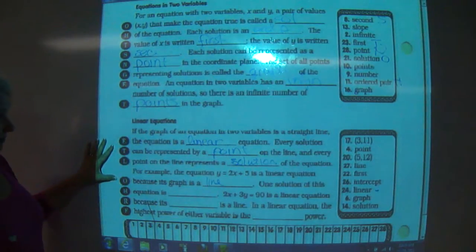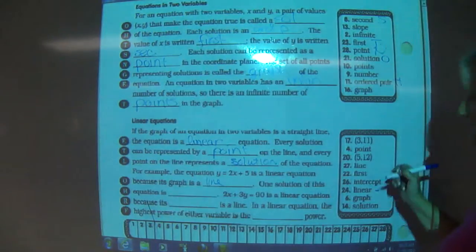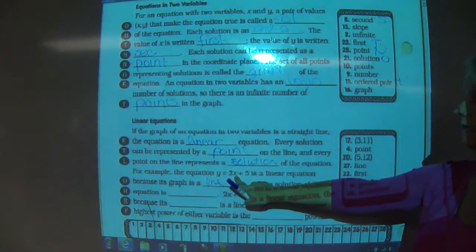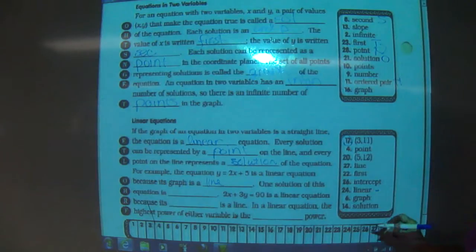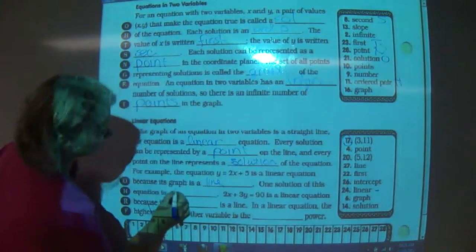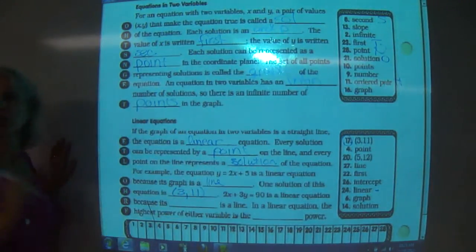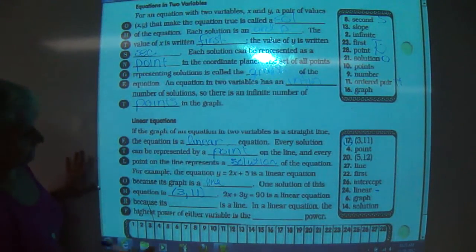No, it's not an intercept. One solution of this equation is, so take these numbers and substitute them. What's 2 times 3 plus 5? 11. Oh, this one must be the 1. One solution of the equation is 3, 11, because it makes this true. That's a solution of the equation.